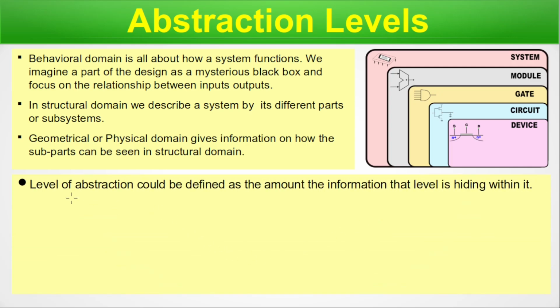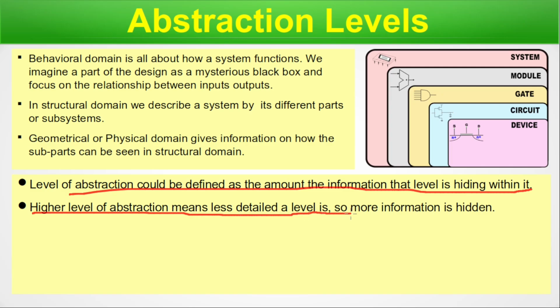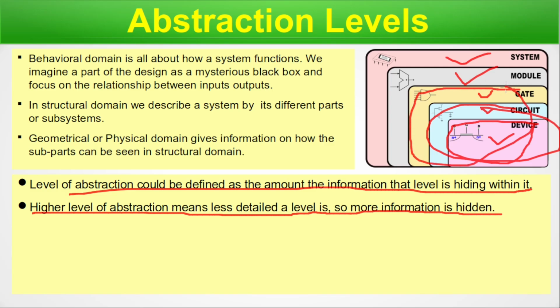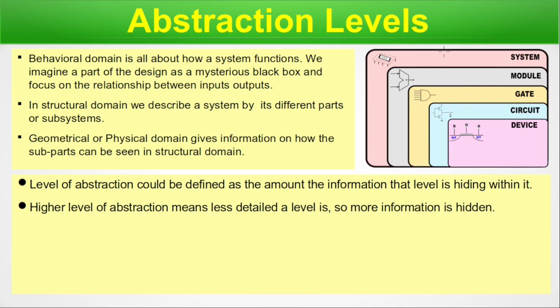Level of abstraction could be defined as the amount of information that is hidden within it. Higher levels of abstraction mean less detailed a level is, so more information is hidden. So here the information hidden factor is 1000x, here it is 100x. Like that you will have some factor to define the differences. Different levels of abstraction hide different amounts of data, and here it is much more hidden. This is called the level of abstraction, and this makes a designer's life easy.